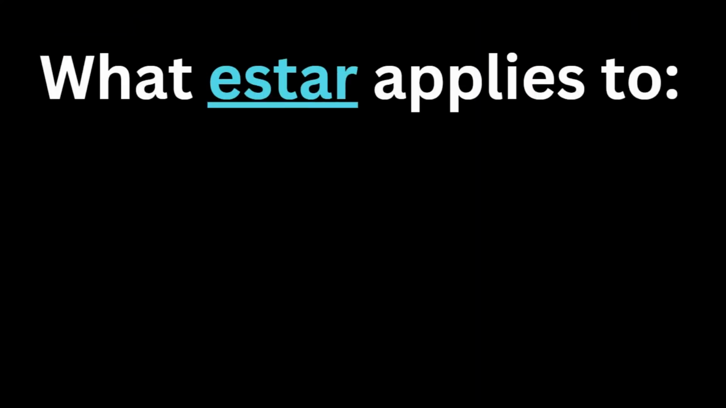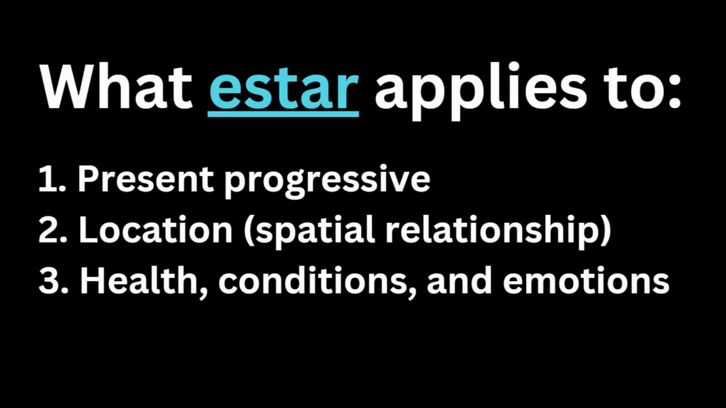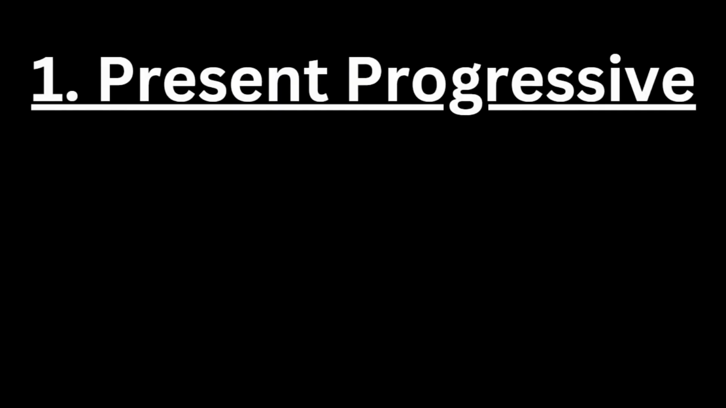Now, the most important thing to note about the verb estar is that even though it means to be, as in being, its uses are completely different from the verb ser, which I explained in one of my previous videos. The verb estar mainly applies to these uses: the present progressive, location, and health, conditions, and emotions. Number 1, the present progressive.